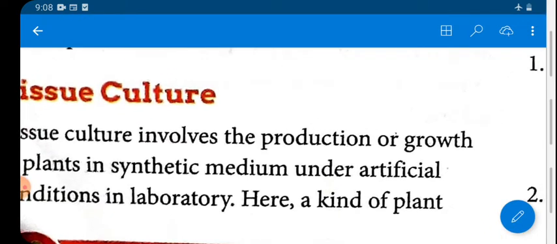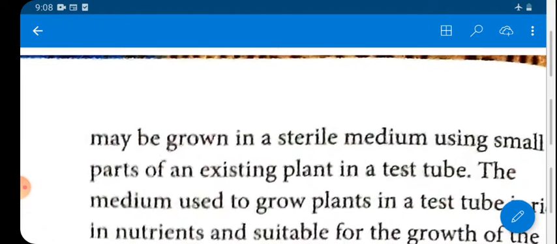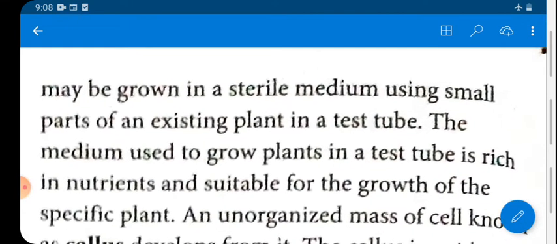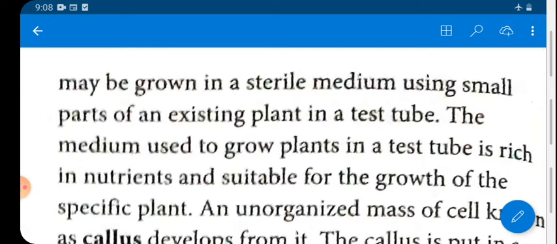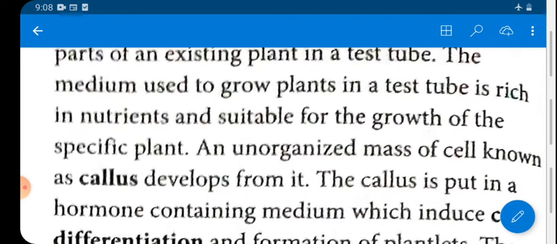Here a kind of plant may be grown in a sterile medium. Sterile medium is called the medium where there are no microorganisms, it is completely clean. That is called sterile medium, using a small part of an existing plant in a test tube. So what will you do? We take a few parts or one part of a plant, and then we just put it in a test tube. Okay, the medium used to grow plant in a test tube. So the medium which is in the test tube is rich in nutrients.